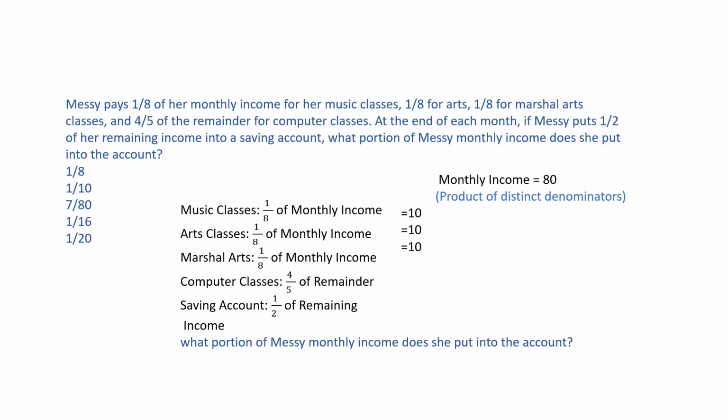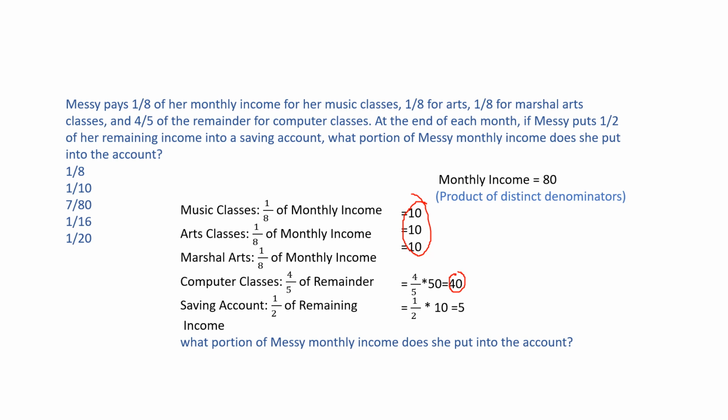So that means on computer classes, she is spending 4/5 of 50, that is 40. Now coming to the savings account, how much is she putting in the savings account? Half of the remaining income. So again, what is the remaining income? She has spent 30 over here, 40 over here. So in total she has spent 70 till now. So the remaining income is 10. So how much will go in the savings account? Half of 10, which equals 5.